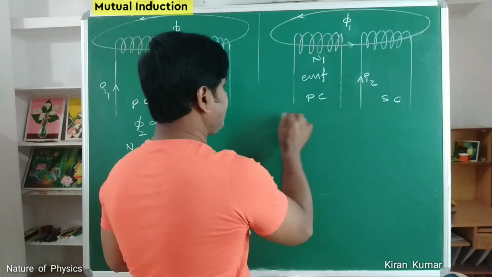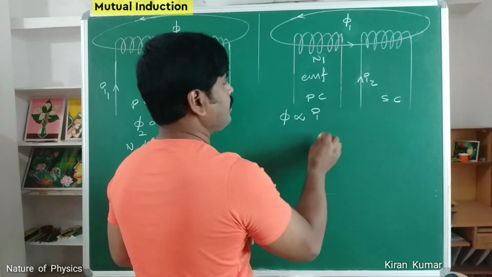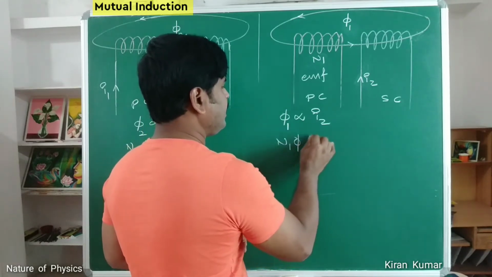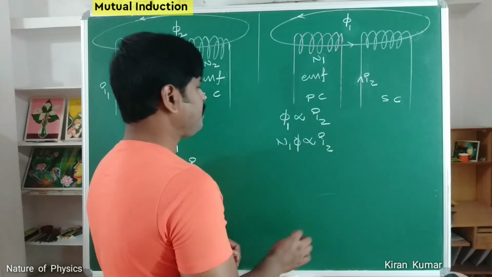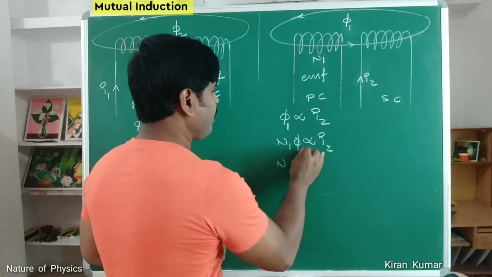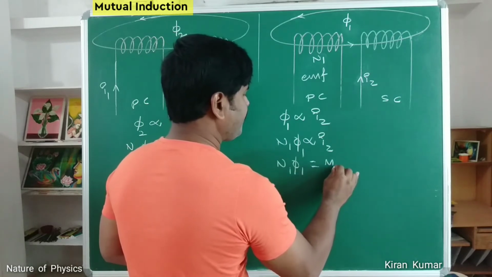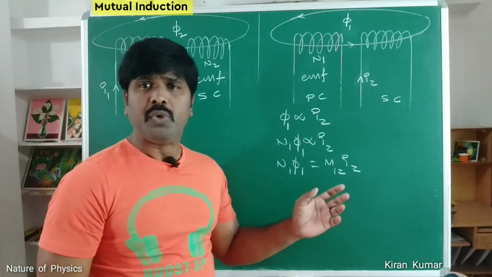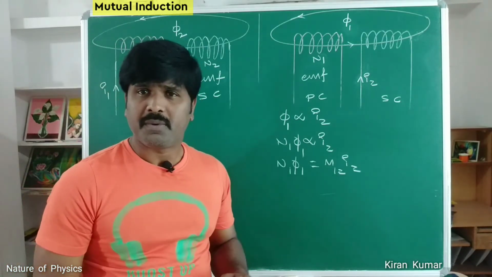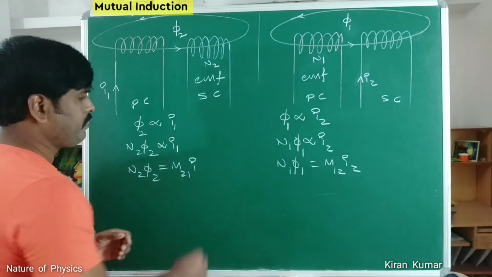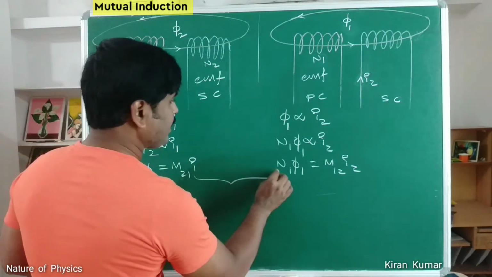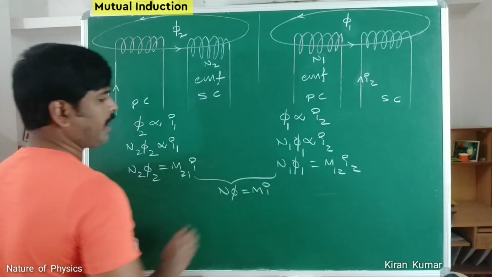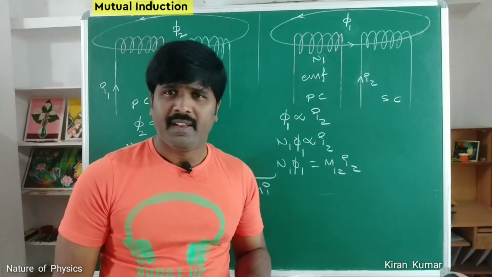So always flux is directly proportional to the current. The current is I2, the flux is phi1. So N1 phi1 is also directly proportional to I2. So N1 phi1 is equal to M12 I2. M12 is the coefficient of mutual induction of the first coil with respect to the second coil. From these two equations we can write commonly N phi equal to M i, where M is the coefficient of mutual induction.